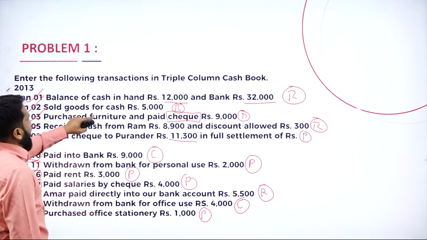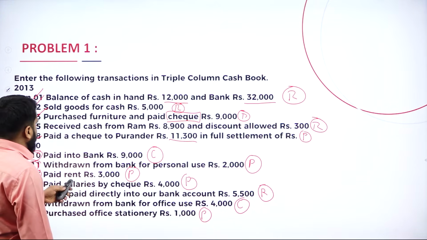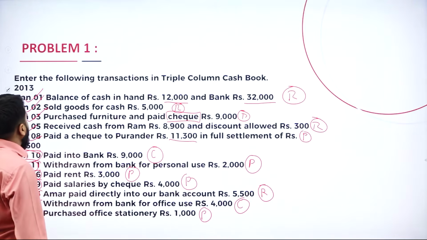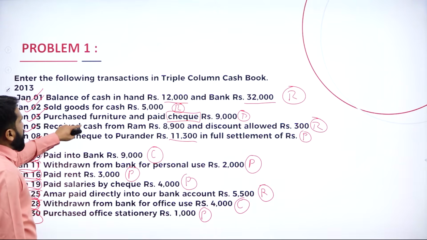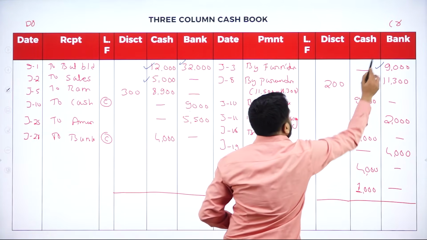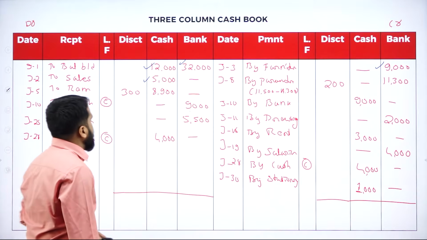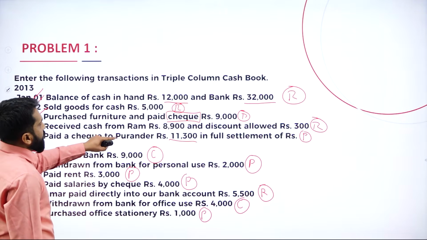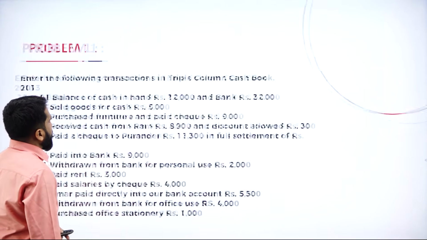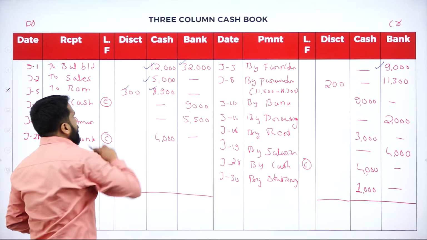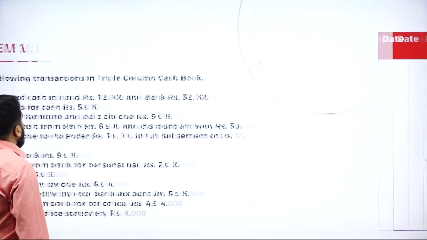Sold goods for cash. It is an income. In the cash column, 5,000. Yes, correct. Next, purchased furniture and paid by check. In the bank column, it is correct. Next, received cash from Ram 8,000 and discount 300. So 8,900 with discount 300. It is correct.